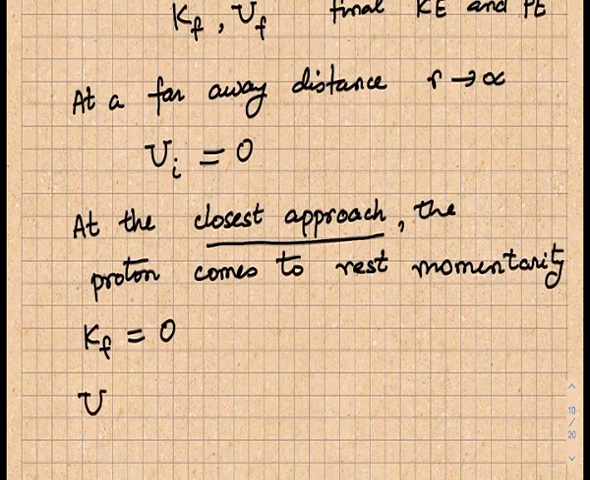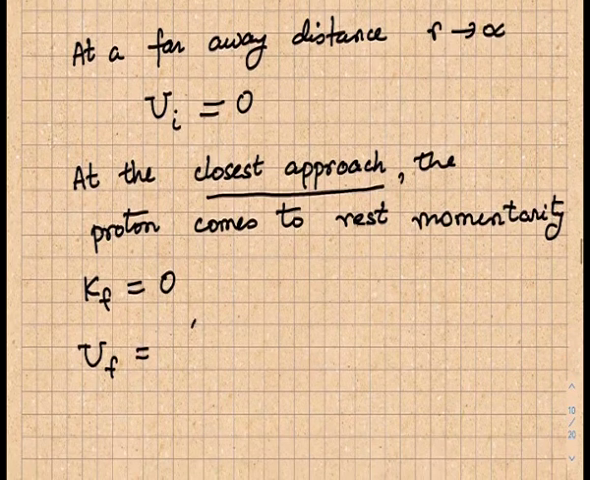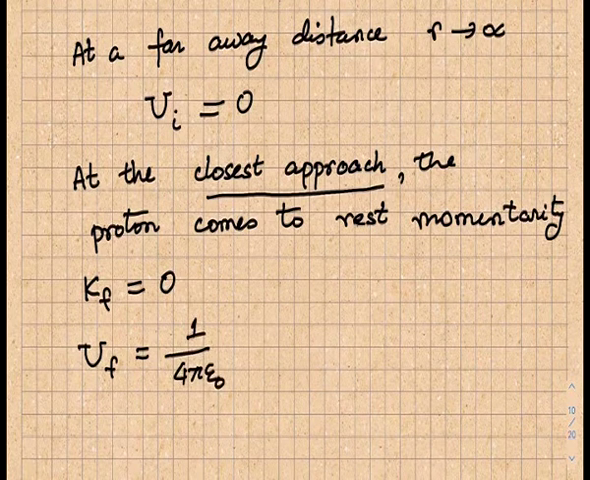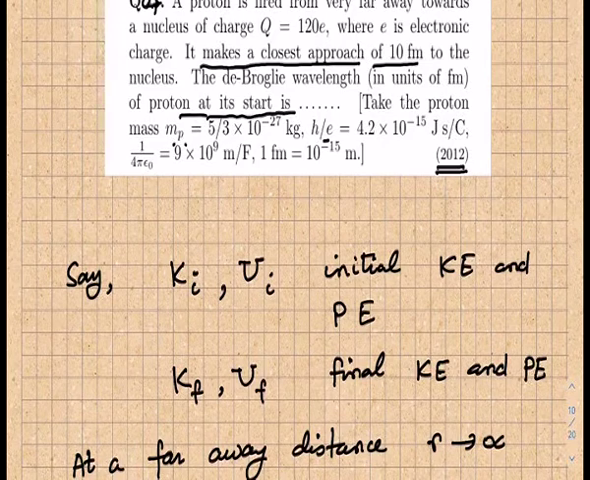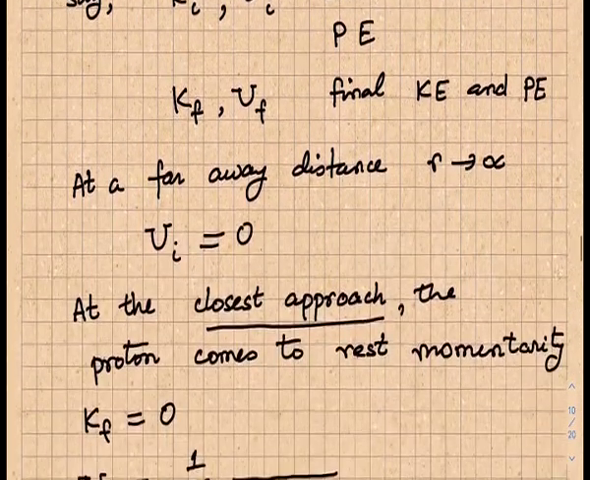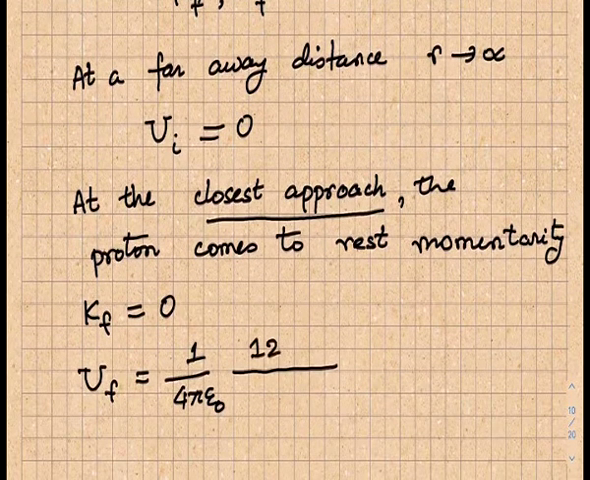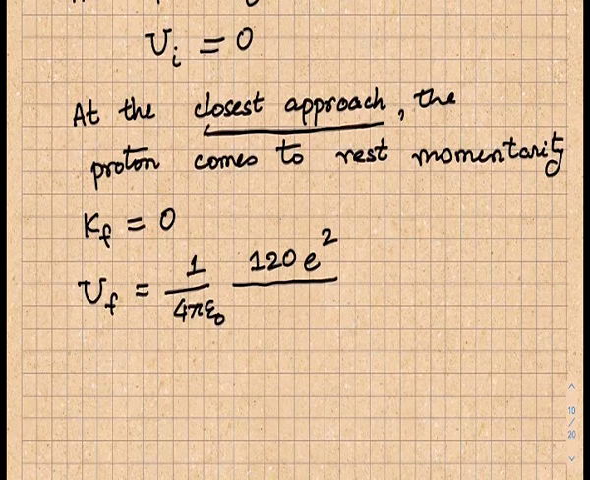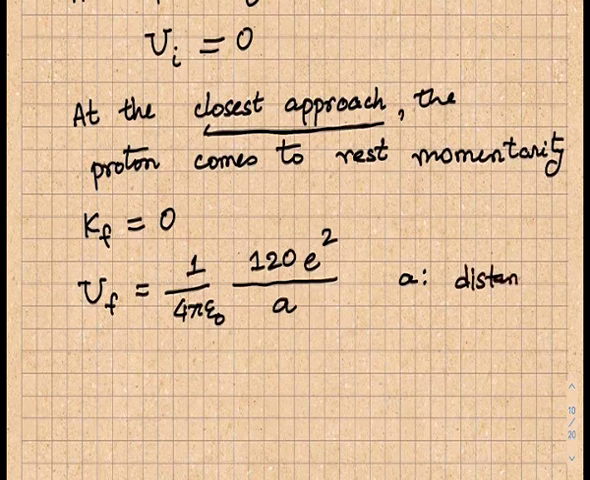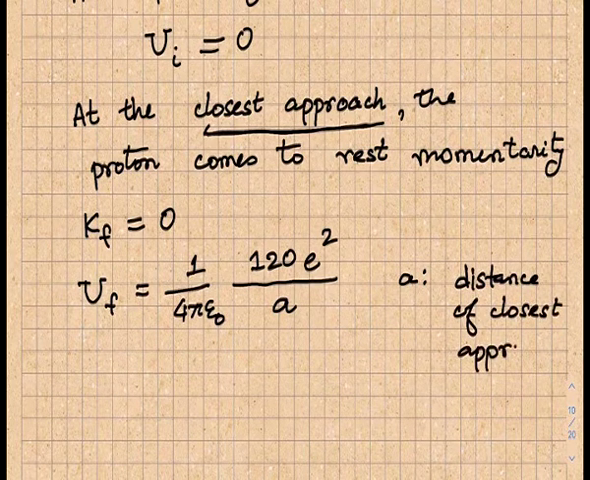And what about the potential energy? Potential energy is 1 by 4 pi epsilon 0, charge of the nucleus is capital Q, that is 120 E, and charge of the proton is E, so that would be 120 E into E, so E square, divided by the closest approach distance. Let me say A is the distance of closest approach. Alright, so this is the formula that I have now.